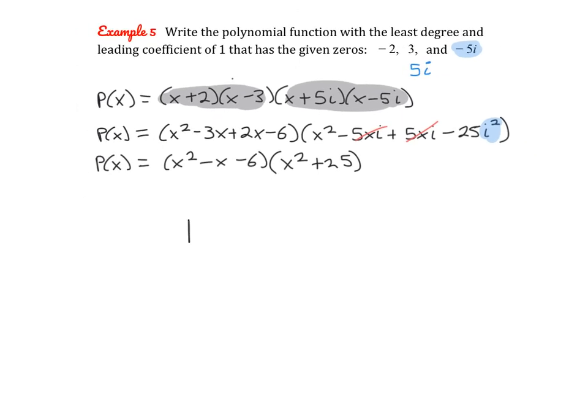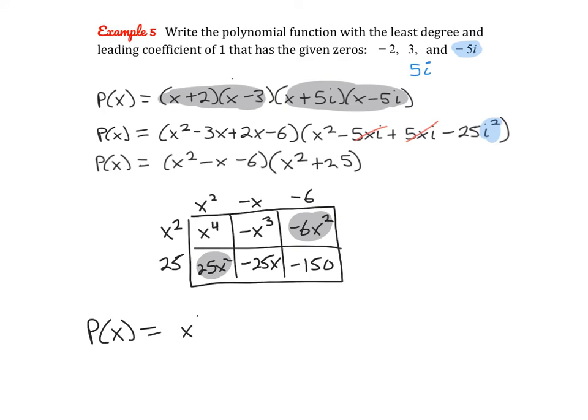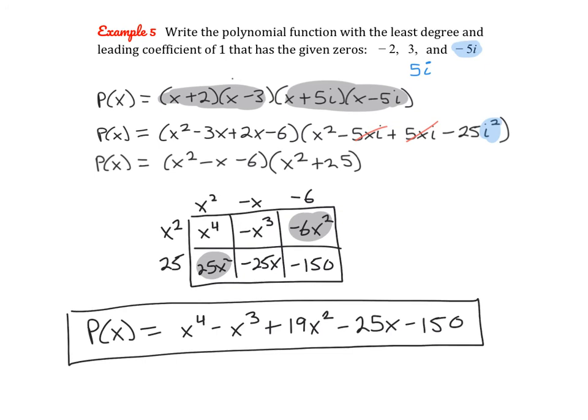So I'm going to use the box method just to help us keep our work a little bit more organized, since we have that trinomial. So we have x squared times x squared plus 25, and x squared minus x minus 6. So this gives us x to the fourth, negative x cubed, negative 6x squared, 25x squared, negative 25x, and negative 150. And then here you can see that we can combine like terms. We can combine our x squared terms. And our final polynomial is x to the fourth minus x cubed plus 19x squared minus 25x minus 150. And now we are done.